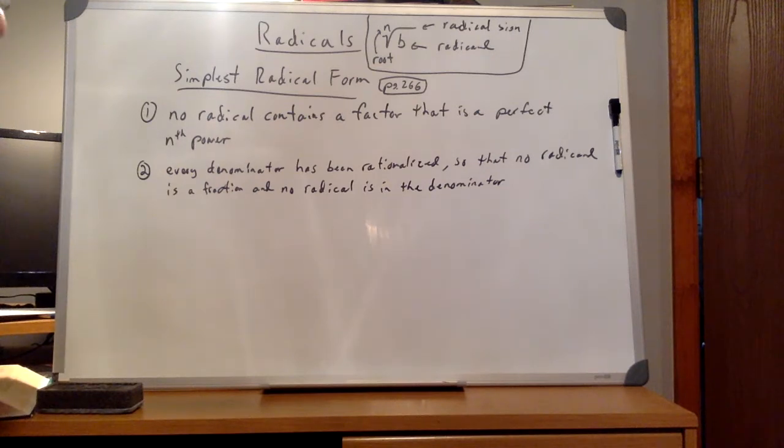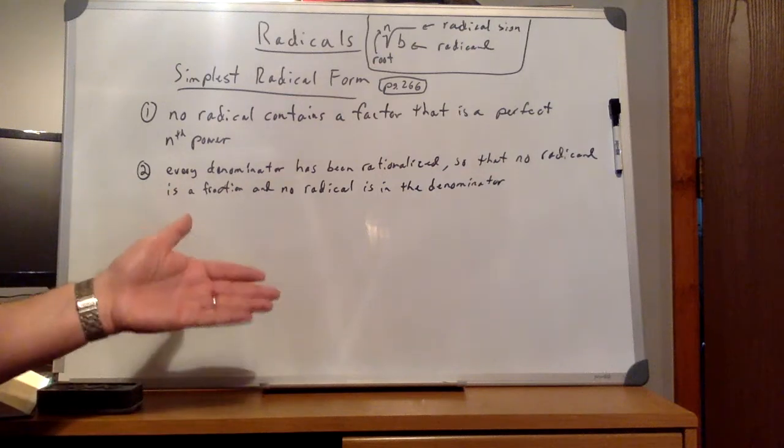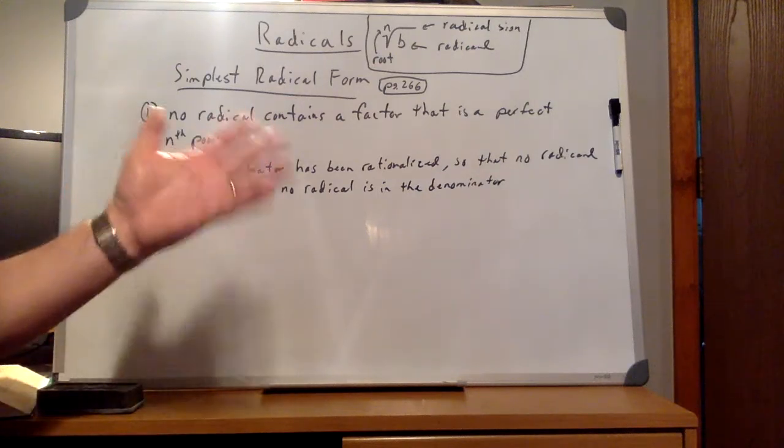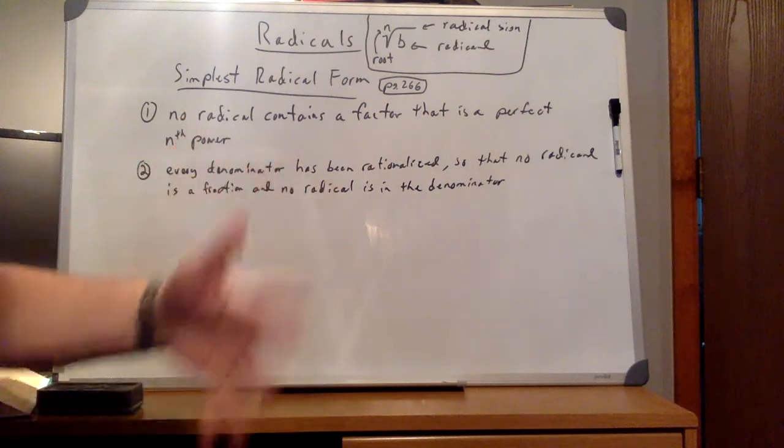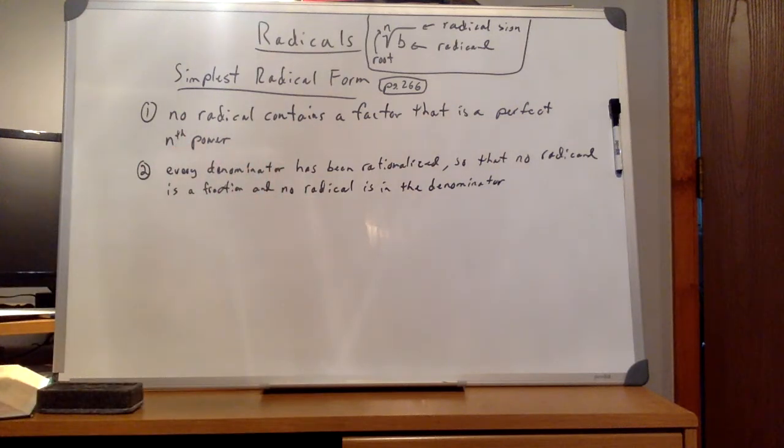So we all know our perfect squares. If we square 1, we get 1. We square 2, we get 4. We square 3, we get 9. So numbers like 1, 4, 9, 16, 25, and so on are perfect squares.